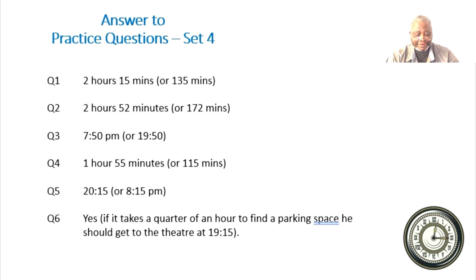And those are your answers. Okay, a couple of things. One, you can give your answer in hours or minutes for questions 1, 2, and 4. And then question 6, your answer is either yes or no. Then you explain how you arrived at your answer. That's where you have to do some calculations and show your working.